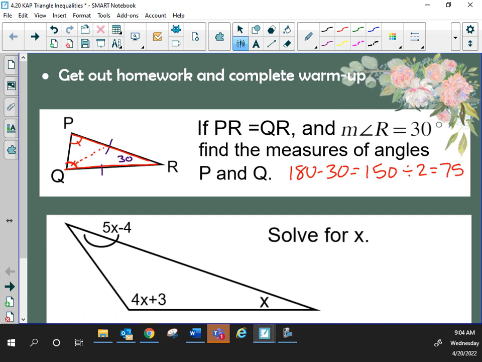You could also work it the other way, saying if this is X, this is also X. So you can say X plus X plus 30 is equal to 180. That's 2X plus 30 is equal to 180, and then solve with those same steps. If you needed to write an equation, that's sort of how it all ties in. Are we understanding that now that we see it? Any questions before we move on?